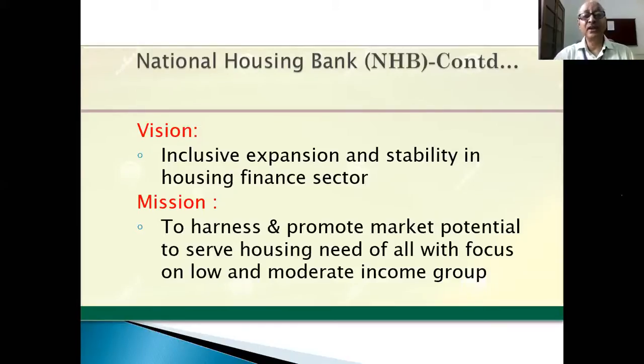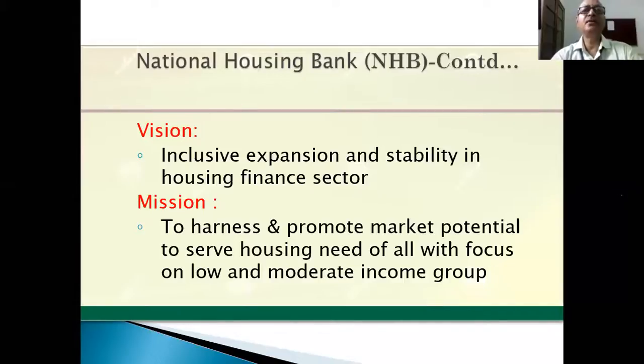So not that kind of thing. So this is what it is for. And then its mission is to harness and promote market potential to serve housing need of all, with focus on low and moderate income group. So everybody, whatever I am naming now, PMAY or Indira Awas Yojana or whatever, they were all aimed at providing housing to the marginalized section of the society.